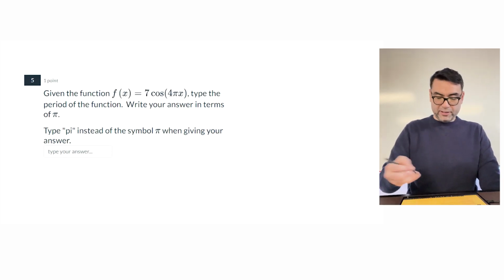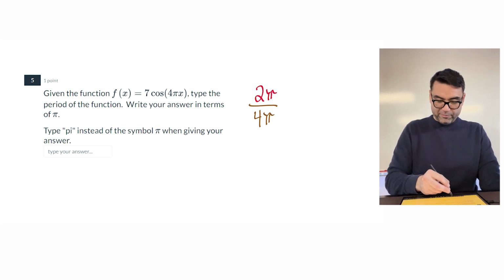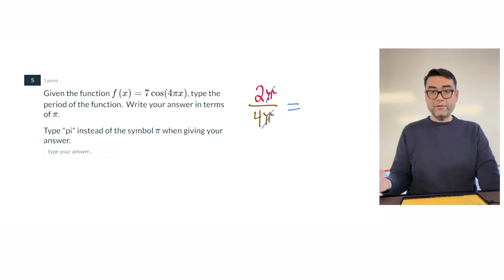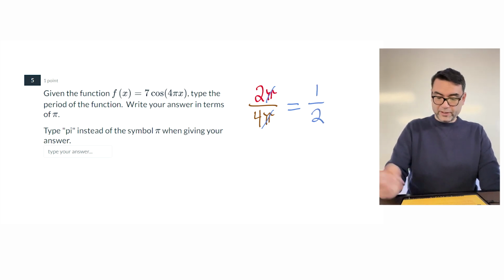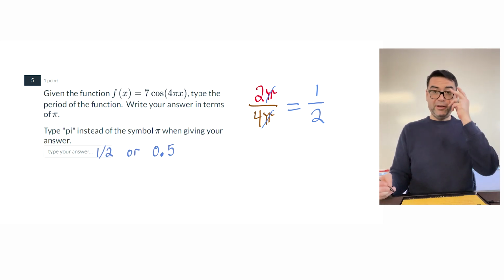Next question, 2 pi divided by my b value. My b value is 4 pi this time. So just like before, pi divided by pi does cancel as a factor, but you still have to reduce 2 over 4, which is 1/2. So you could have written this, I believe, as 1 over 2. So 1/2 would be the period in that case.